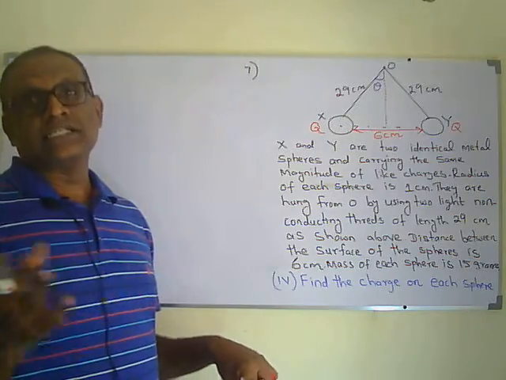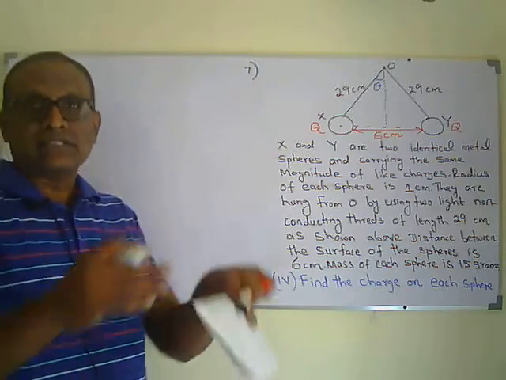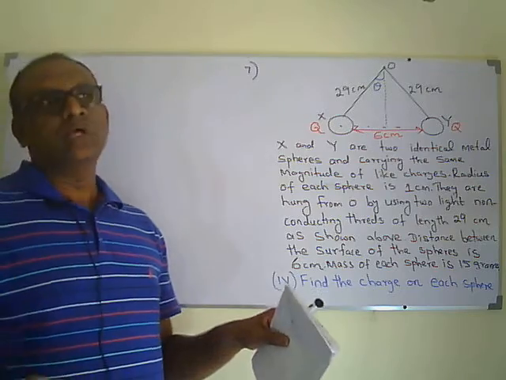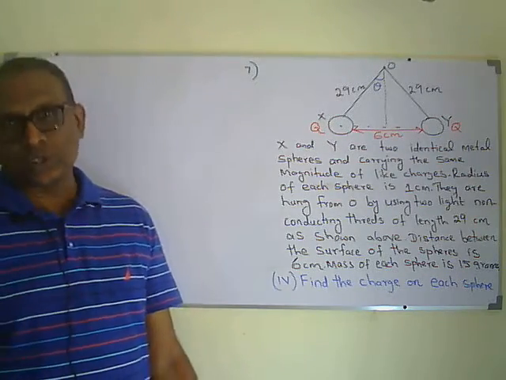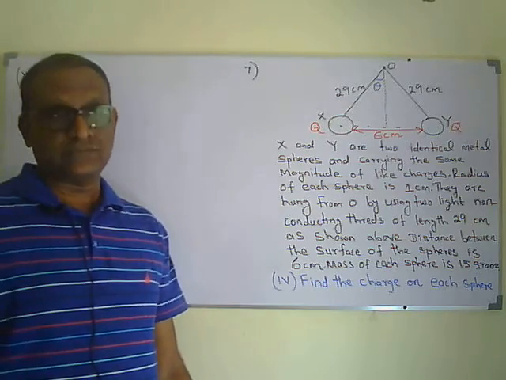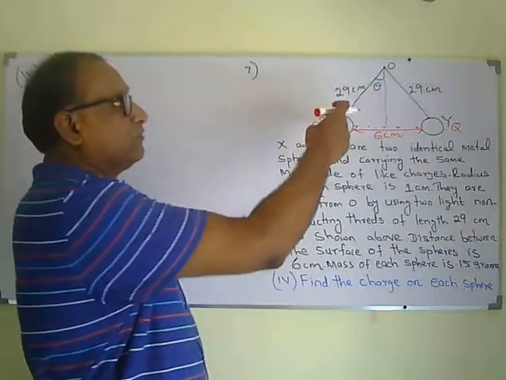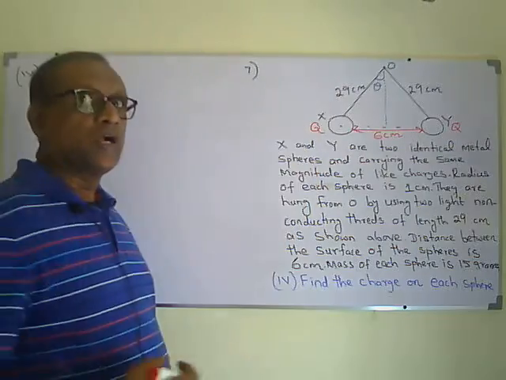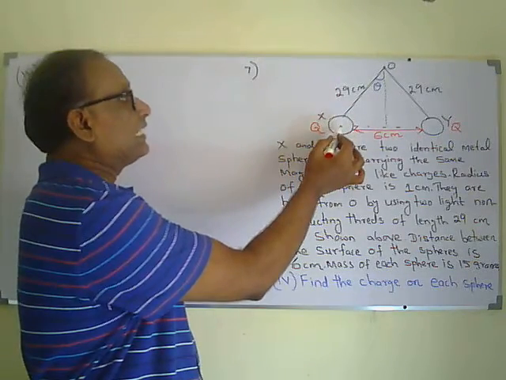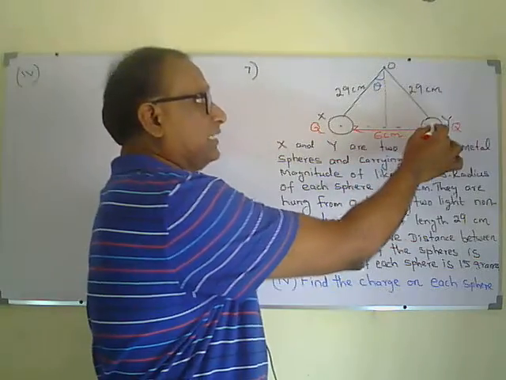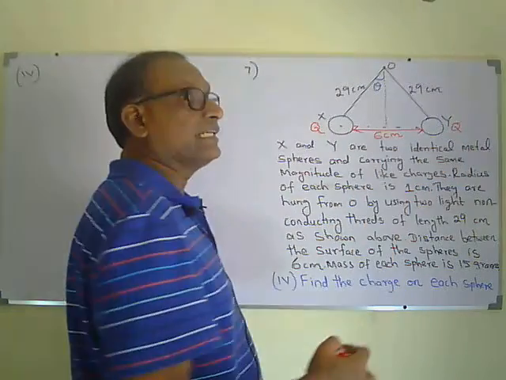Since they are metal conductors, the charge will stay on the surface. We assume the charge is uniformly distributed on its surface. Even if they don't say so in the question, we should assume that, otherwise we can't handle it. If the charges are uniformly distributed on the surface, I can imagine the charge Q is concentrated at the center.